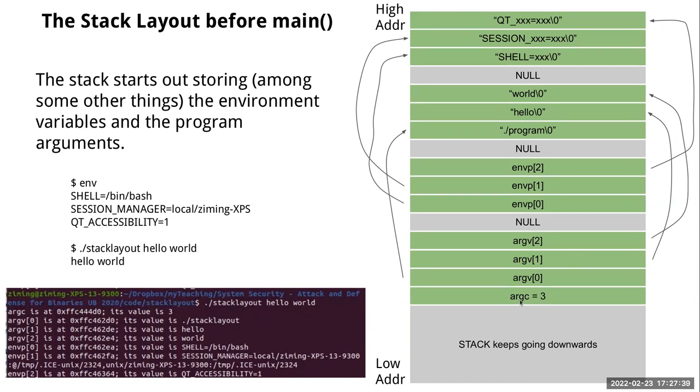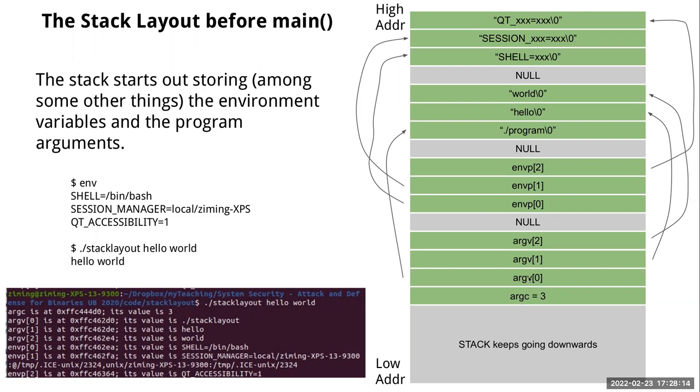It first has an argc, which tells you how many command line arguments there are, because the program doesn't know how many command line arguments were provided by the user when you type that in the terminal. So the main function needs to figure it out using argc. Then after that, there are pointers, argv[0], argv[1], and actually there could be more, depending on how many command line arguments you have.